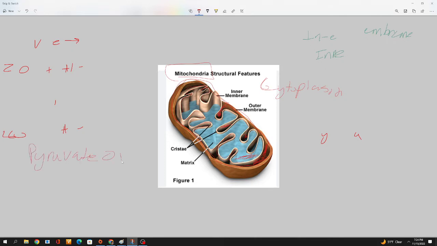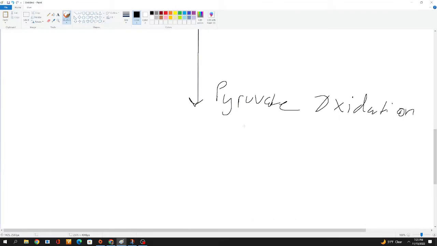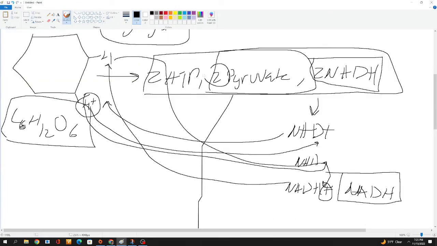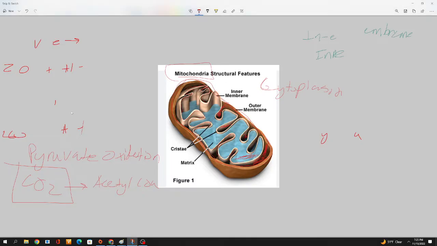It makes, and you don't really have to know it too much, CO2, and it makes the most important thing, acetyl-CoA. Now this is in only one round of pyruvate oxidation. Remember that I said there were 2 pyruvate made. So your net total is going to be 2 CO2 and 2 acetyl-CoA. Okay? That is where you get CO2 in your overall reaction.